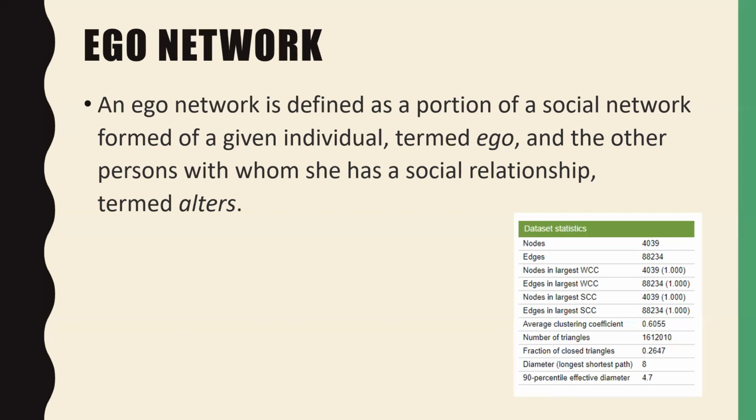And they considered 4,039 persons. Ibig sabihin, meron siyang 10 ego networks. So, in all, they got 4,039 nodes doon sa 10 ego networks na yan combined. And there are 88,234 edges. So, meaning meron around 88,000 na friendship relations on the 10 ego networks combined.